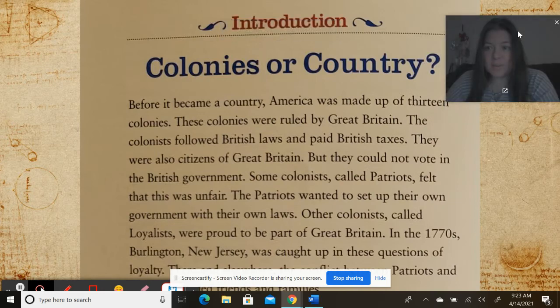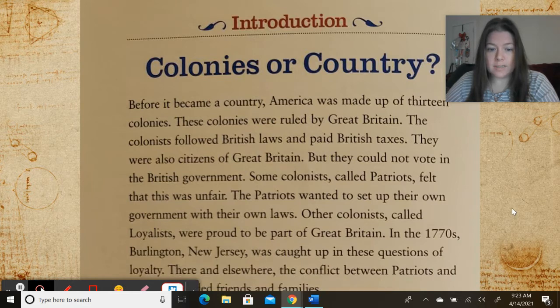Hi, friends. This is the read aloud of pages 4 and 5 of Divided Loyalties. You will need your book for this assessment. If you don't, then you can use this read aloud and the pictures of the text.